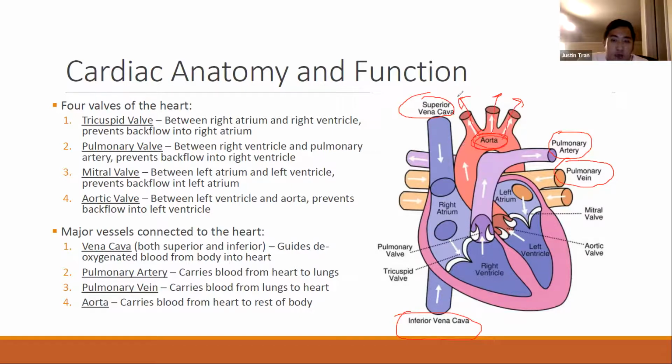Okay, and so from the aorta you have a bunch of different blood vessels that branch off of it that take blood to your head, to your arms, to your legs, to your kidneys, to your digestive system, and all that stuff. Okay, and so those are the major names of the valves and the vessels, and just a brief description of what their functions are. Okay. Any questions on this so far?